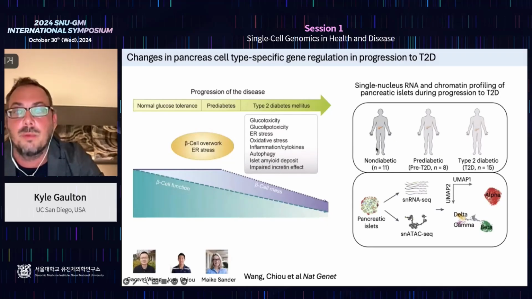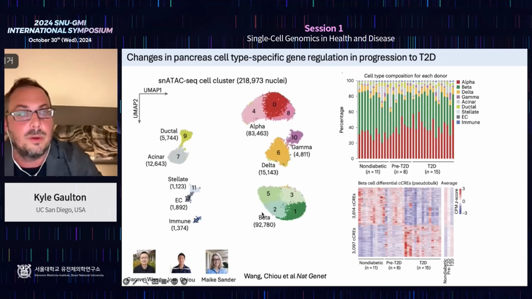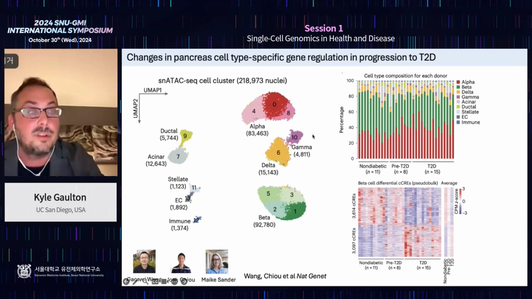For this study, we profiled the pancreas using snATAC-seq and RNA-seq of non-diabetic, type 2 diabetic, as well as pre-diabetic individuals. And here are the results of clustering these data. This is the snATAC-seq profile. We find the same alpha, beta, other endocrine cell types, as well as other cell types in the pancreas, and can then ask questions about changes that are occurring in type 2 diabetes.